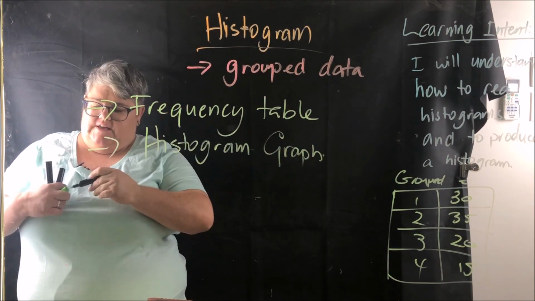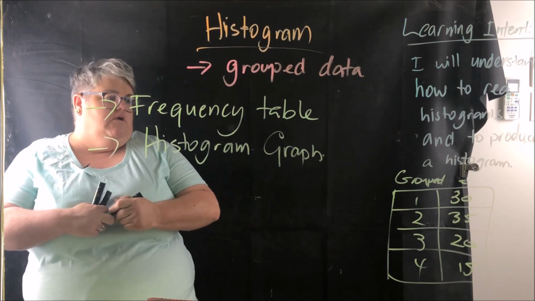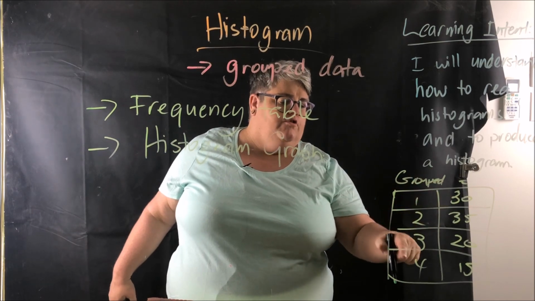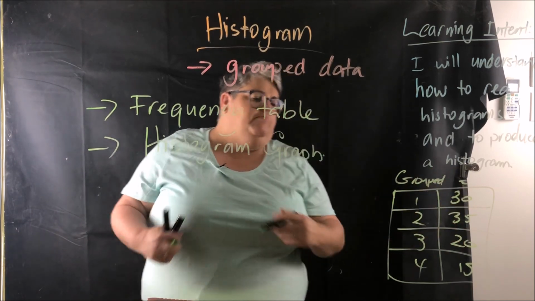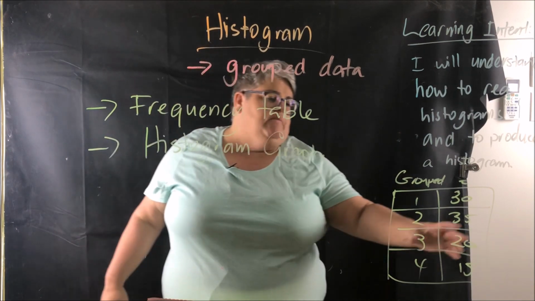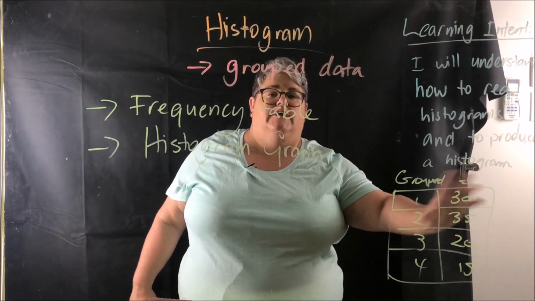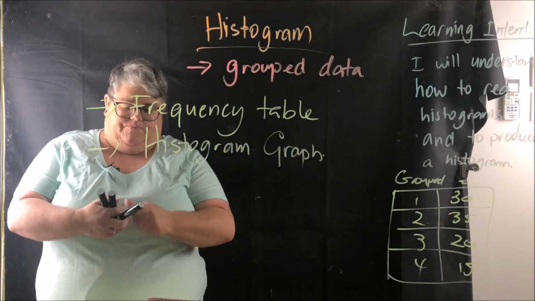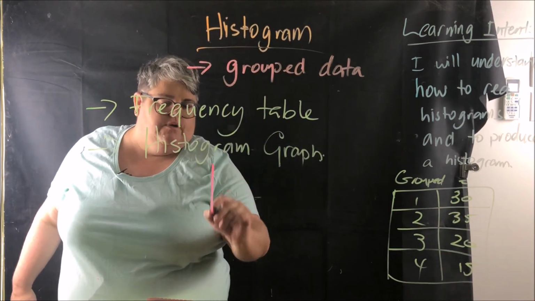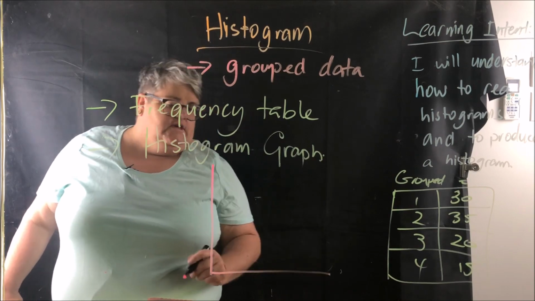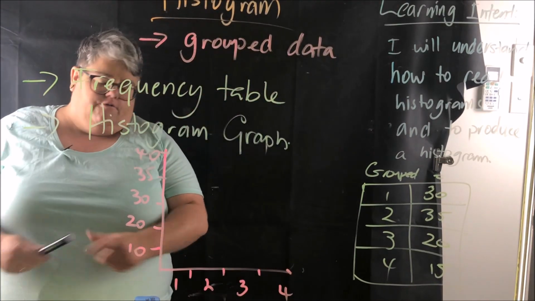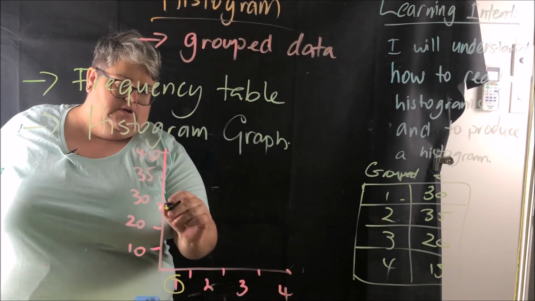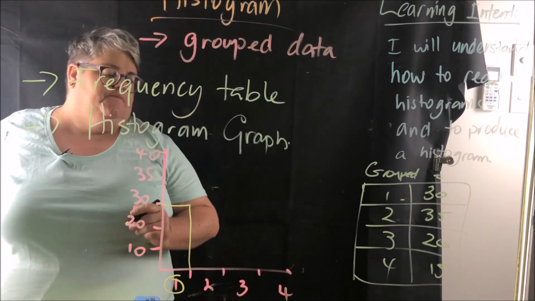So let's say, for example, these are numbers of groups, and this could be the amount of children in each group. So we've got group 1, 2, 3, 4, and that's the amount of children. So in our histogram, we go like this. For our group number 1 here, we have 30. So we have 30 students.